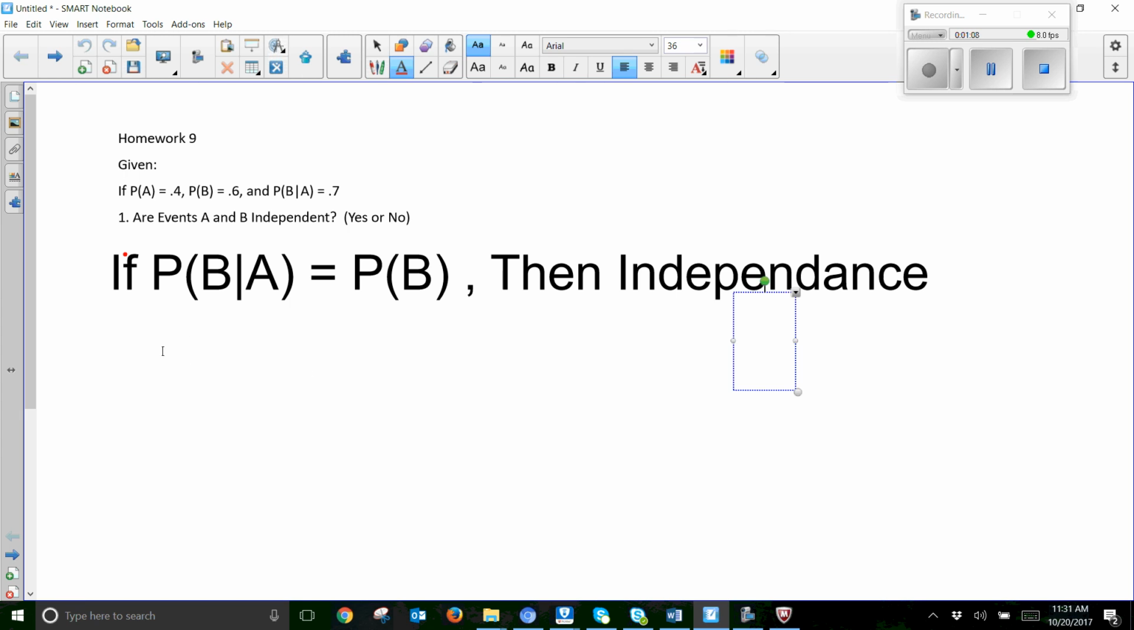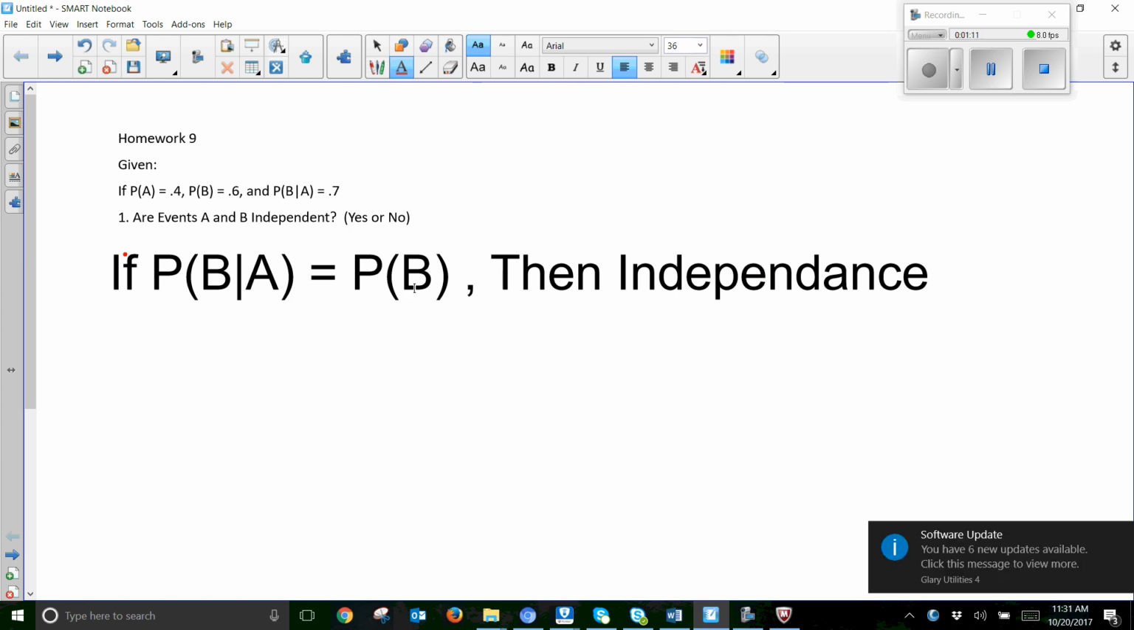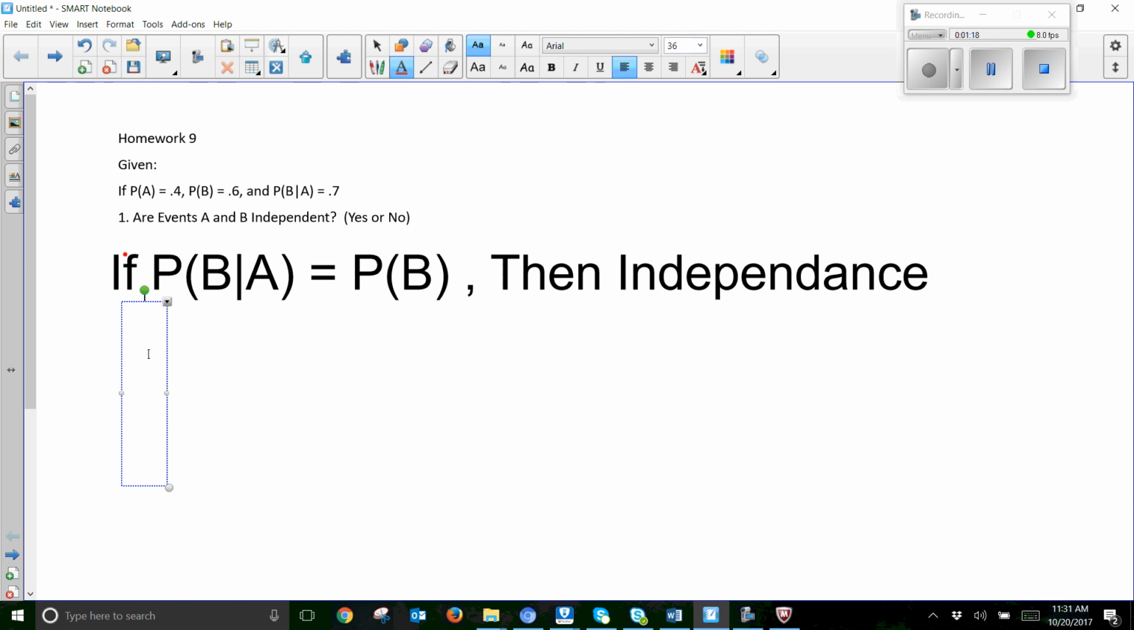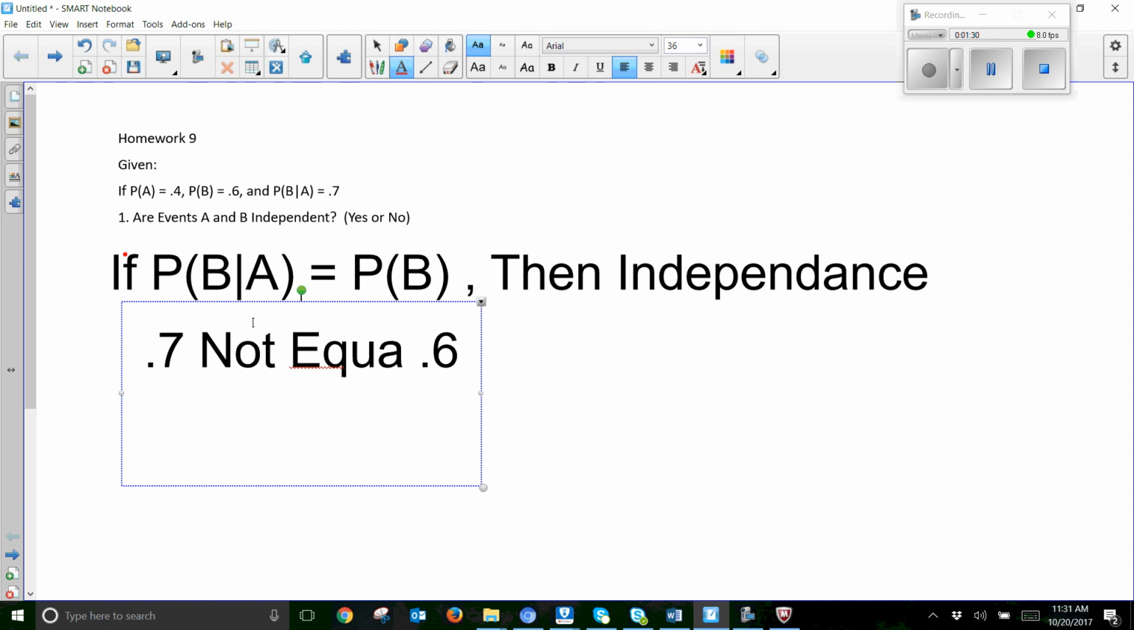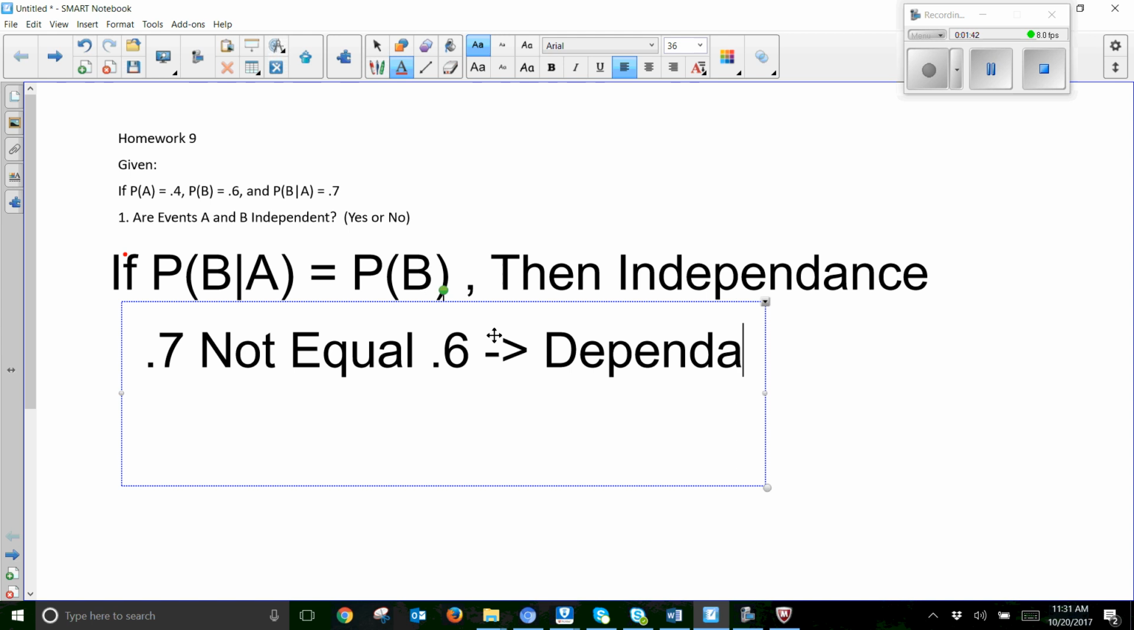Okay, so here we have the probability of B given A is equal to 0.7, and we want to see if that's equal to the probability of B if A hadn't occurred. We here see it's not. Therefore, since if A occurs, the probability of B changes, we can say the probability of B is dependent on A, therefore there is a dependence.